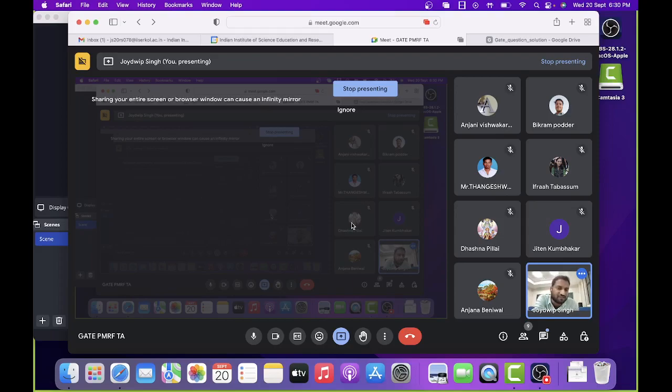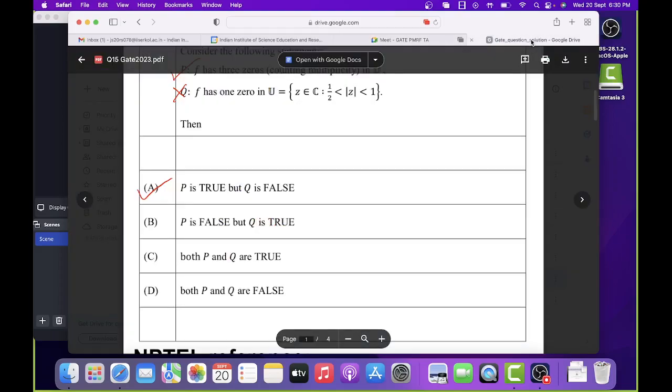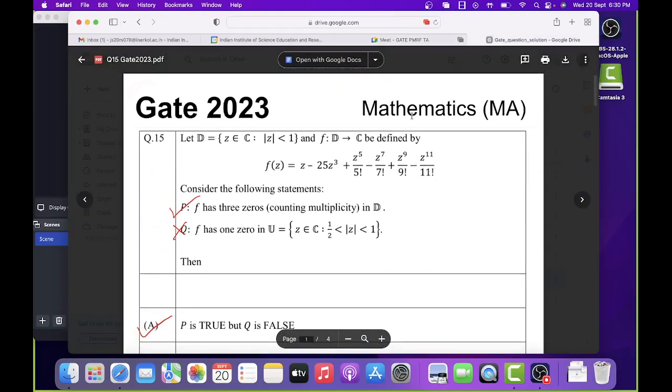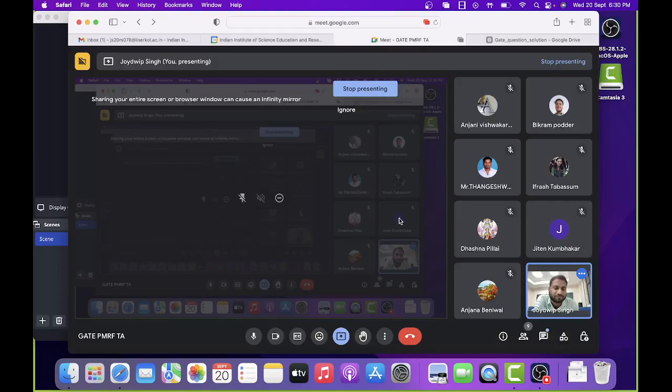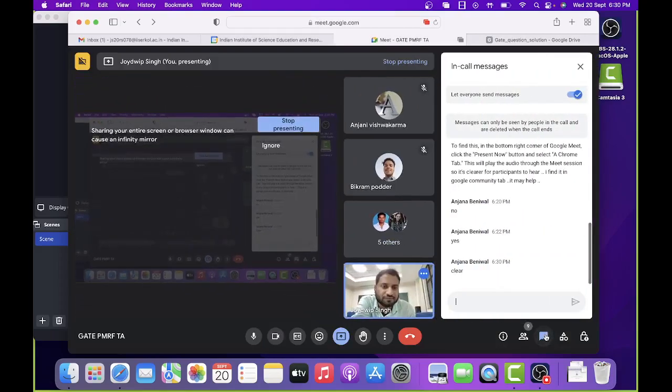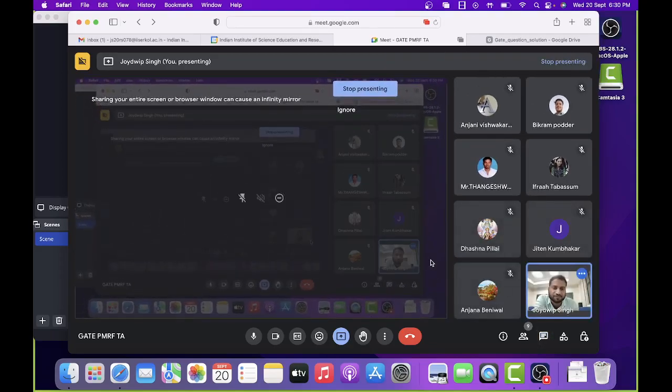Others, for everyone, is this clear? What I have said about the question? Question number 15. Okay. So we'll next move to the next question then, if this is clear.